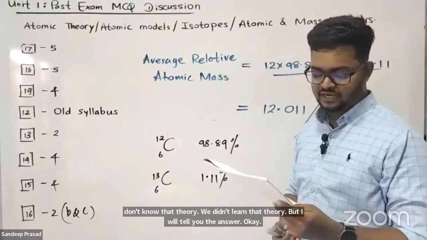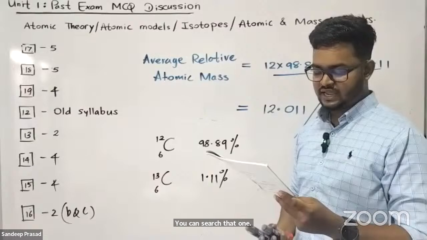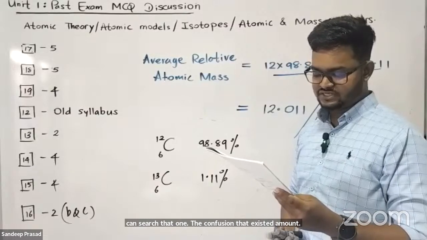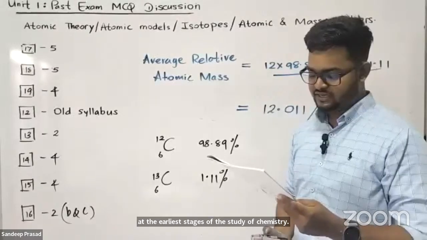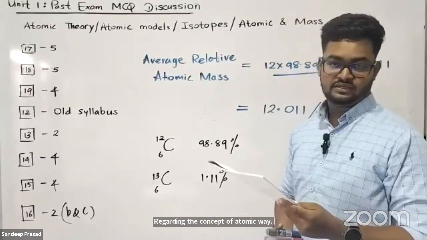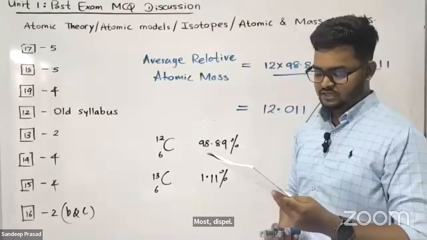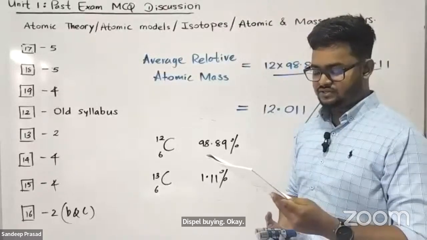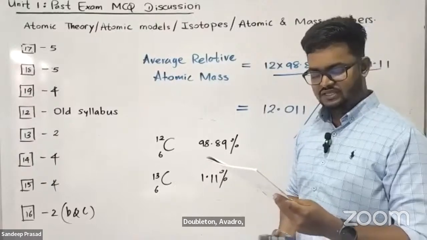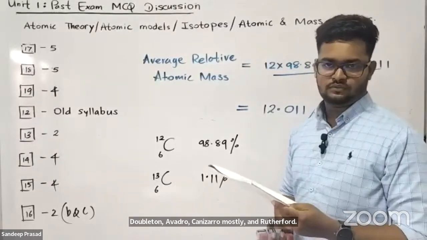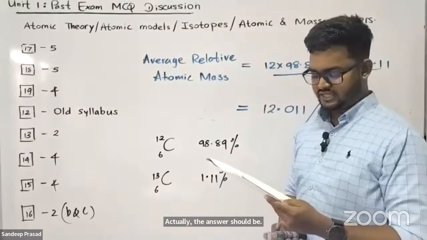The confusion that existed among chemists at the earliest stages of the study of chemistry regarding the concept of atomic weight was dispelled by, okay, Dalton, Avogadro, Cannizzaro, Moseley, and Rutherford. Actually, the answer should be Cannizzaro. Okay, so that is the answer.